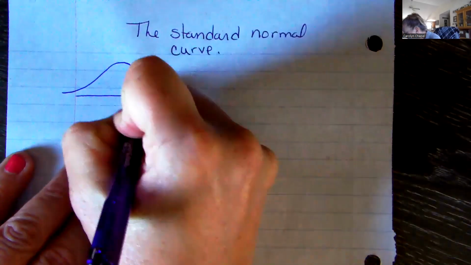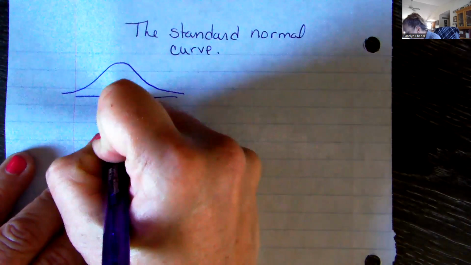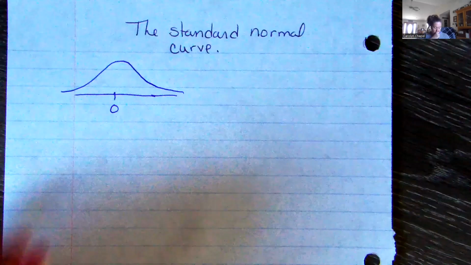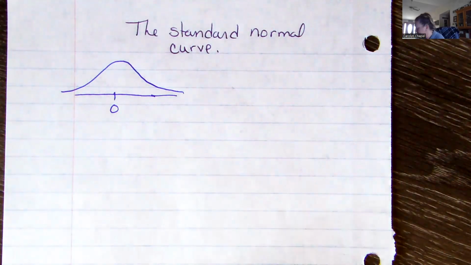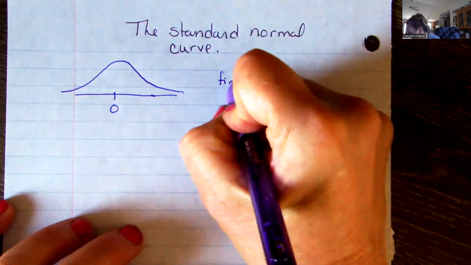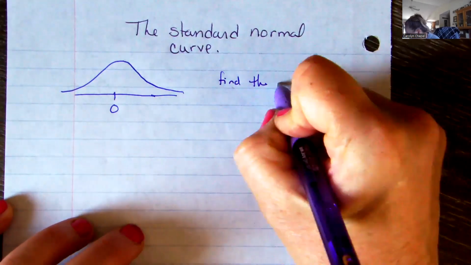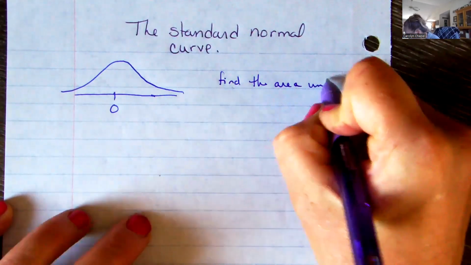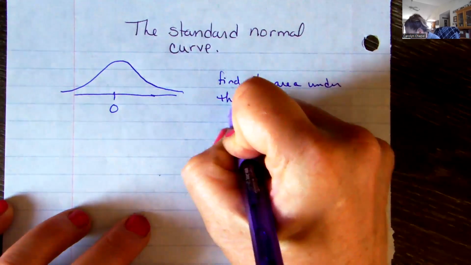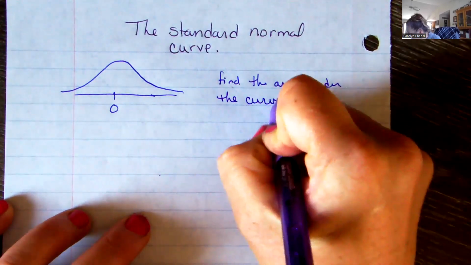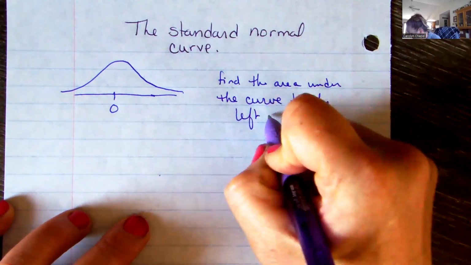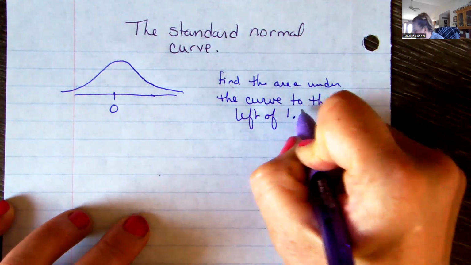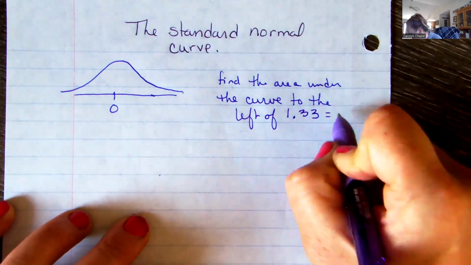So remembering the standard normal curve is a probability distribution. So we use the letter Z, centered at 0. Standard deviation is 1. And let's just say I want to find the area under the curve. And let's go to the left of 1.33. Now let that equal my Z value.